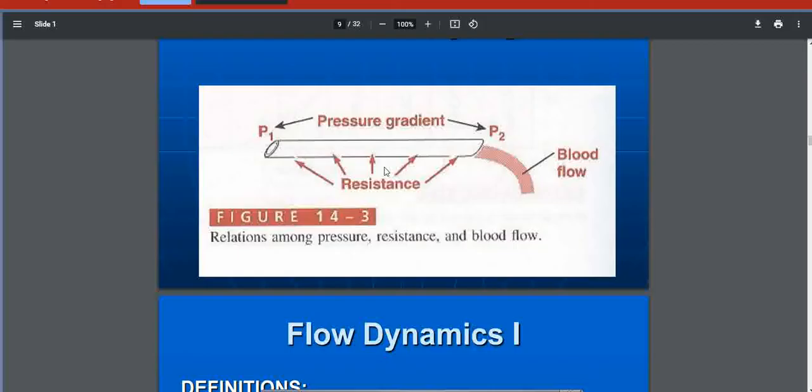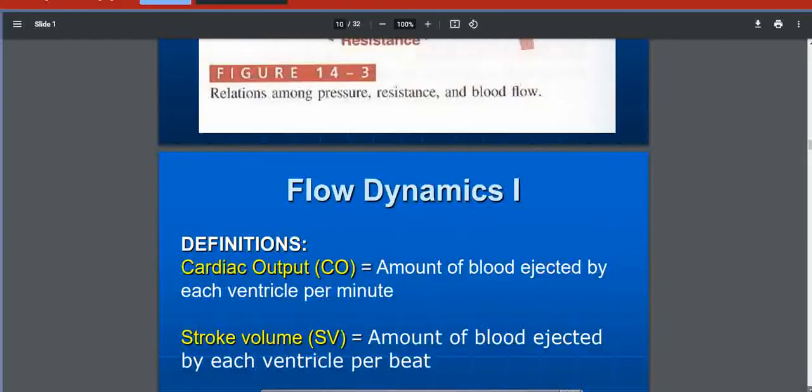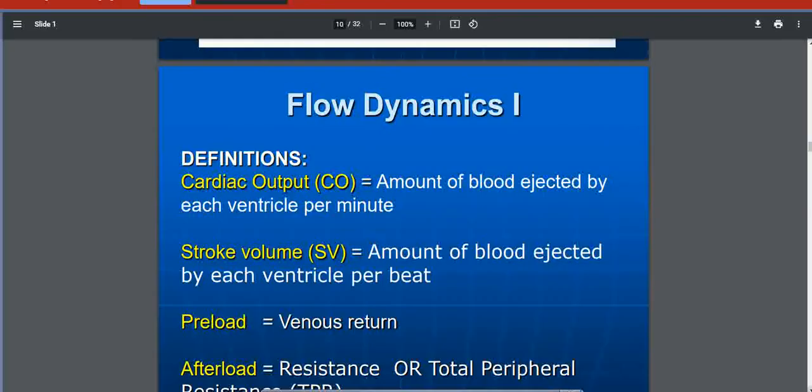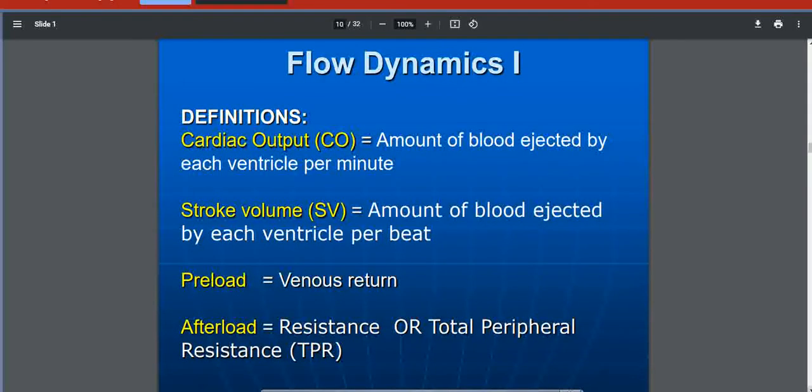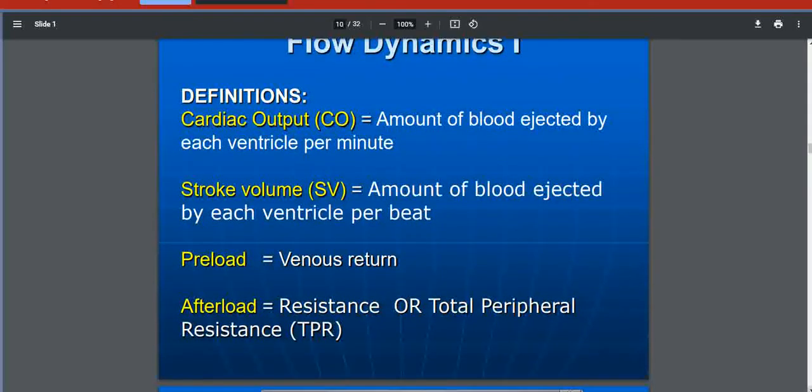So if P1 is strong, P2 will be low because of the resistance. That resistance tends to increase the cardiac pressure, because the heart now has to pump blood to pass through the resistance. On flow dynamics, we have to define the following terms first, starting with cardiac output.